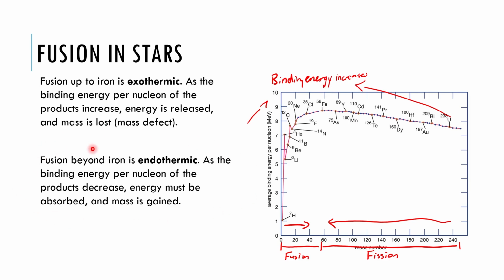The opposite is true for fusion that runs beyond iron and helps to explain why it doesn't occur naturally in stars. These processes are endothermic. What this means is external energy needs to be absorbed by the particles in order for there to be a transformation of mass and form heavier products with lower binding energy per nucleon.